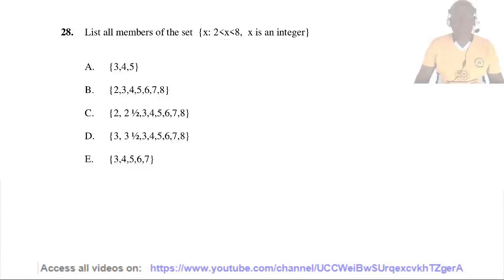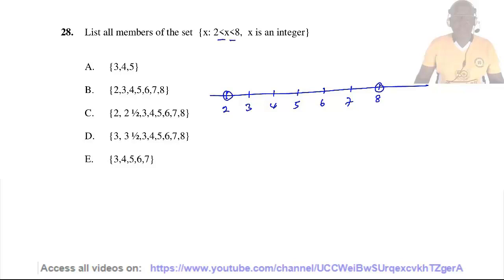Question 28. List all members of the set. S said that S lies between 2 and 8. S is an integer. We shall draw a number line to assist it. 3, 4, 5, 6, 7. Because of the less than signs over here, 2 and then 8 are not part of the integers. The answer is therefore E.